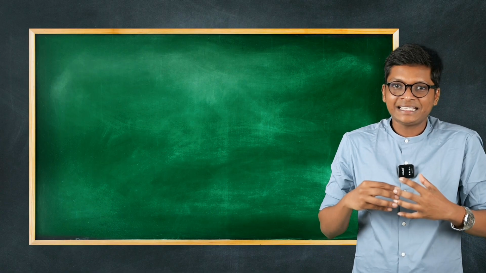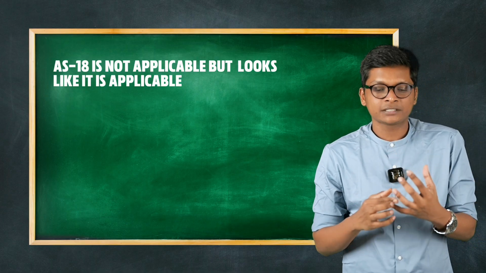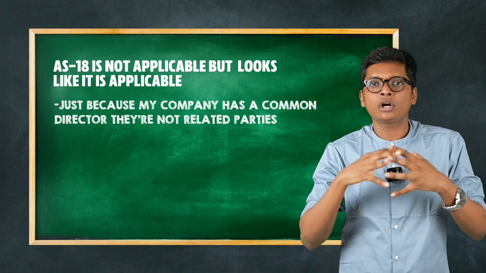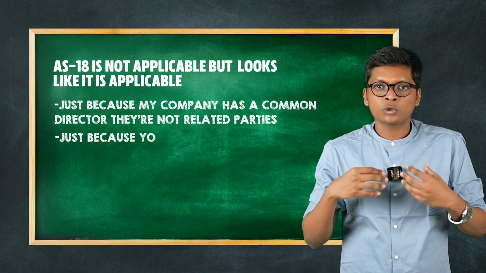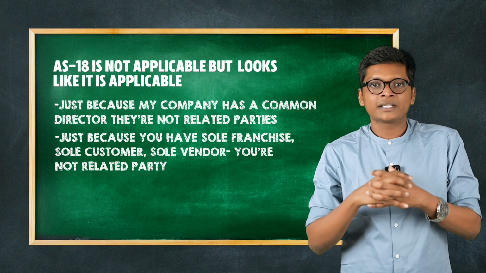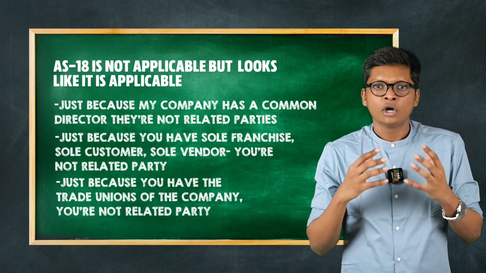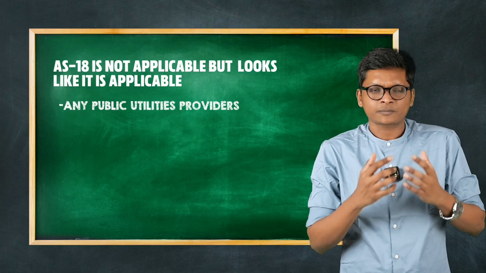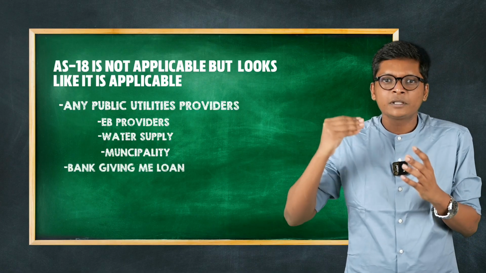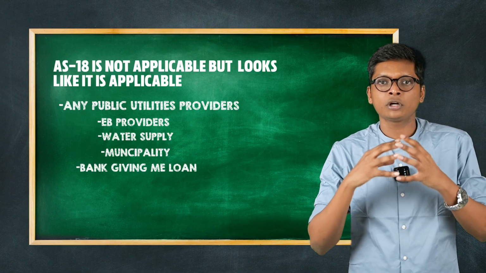Few cases where AS 18 is not applicable but it looks like it is applicable. Few cases include, just because my 2 companies have a common director, they are not related parties. Just because you have sole franchisee, sole customer, you are the sole vendor, you are not related party. Just because you have trade unions of the company is not related party, or any public utility providers like electricity providers, water supply, municipality, or even bank giving me loan. These are some cases which might look like related party but they are not related party.